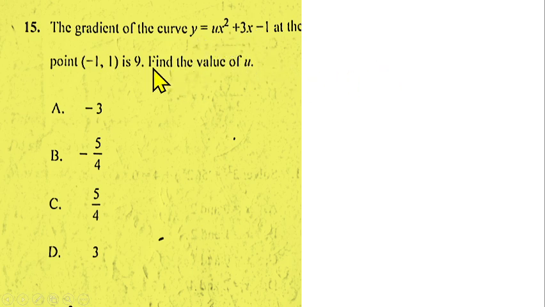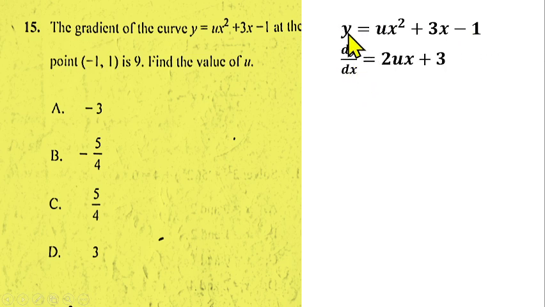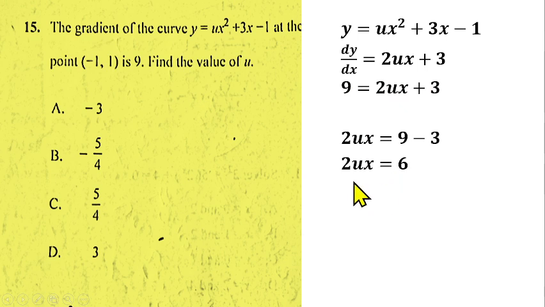So the first thing to do is that you are given the gradient, which is 9, so you can find the gradient of this curve. And what's the meaning of gradient? That is differentiation. That means you can differentiate this curve. So I have y equals s squared plus 3s minus 1. If I differentiate y with respect to x, I have dy/dx, which also means gradient. If you differentiate that, you have 2ux plus 3. So you'll have 9, because you have been given the value of the gradient, which is 9, equals to this. Collect like terms, you'll have 2ux equals 9 minus 3. 2ux equals 6, divide both sides by 2, ux equals 3. So u will be equals to 3 divided by x, we divide both sides by x.